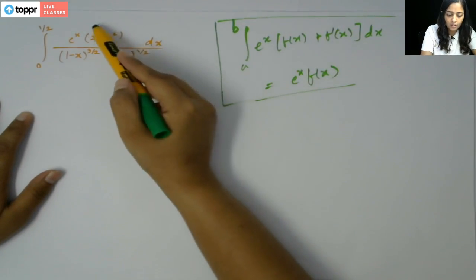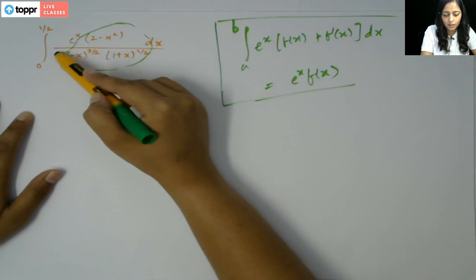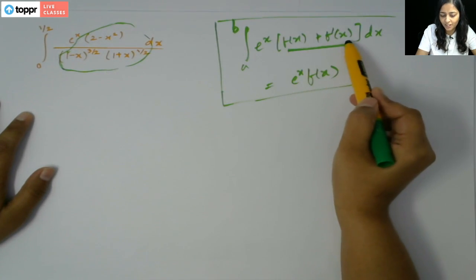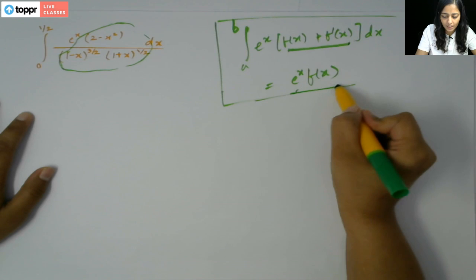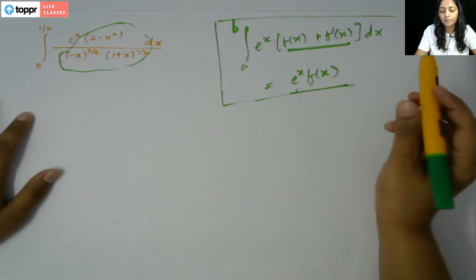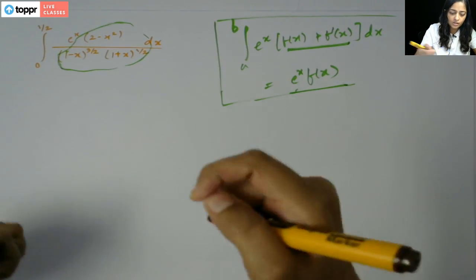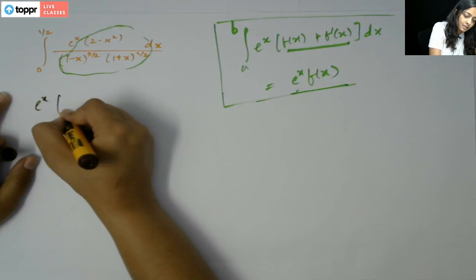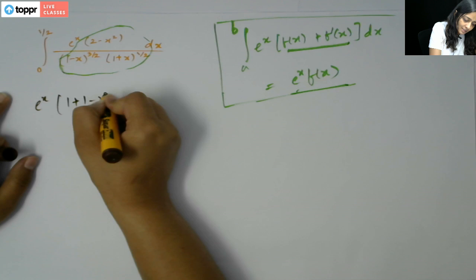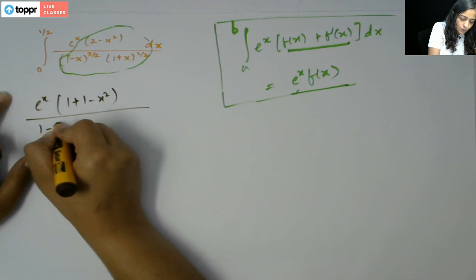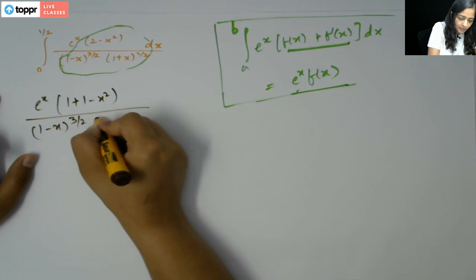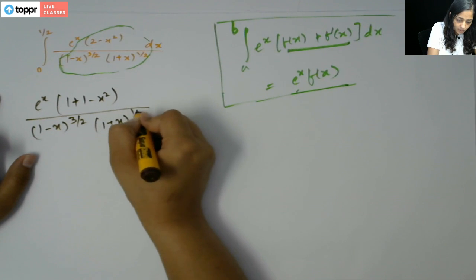So if we can convert this part of the question into the form f(x) + f'(x), then we can directly evaluate this integral. So let's see how we can do this. First we'll write it as e^x (1 + (1 - x)^2 (1 - x)^(3/2) ... (1 + x)^(1/2)).